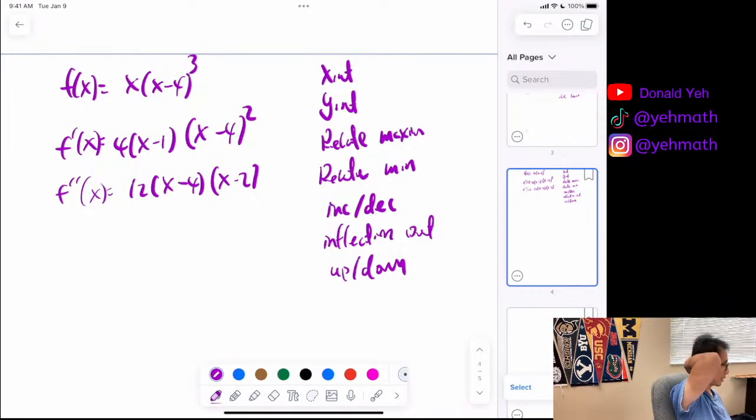What are the last two? The last two sets are inflection points and concave up, concave down. So I want you to find all this information, which means you have to do the first derivative and second derivative number line tests. Then you find all the information and sketch your graph. Wait, you already gave us the derivative. Yep, I already gave you the derivative. I'll make it easier for you.